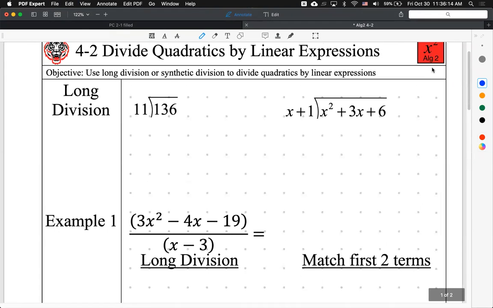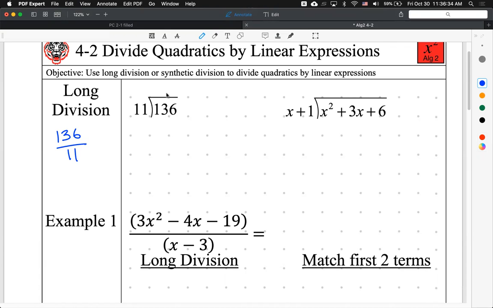So long division, 11 goes into 136 how many times? Another way of saying this problem, by the way, is what is 136 divided by 11? When you have a fraction like this, you make your long division like this. You set it up like this. How do I begin, Charles?